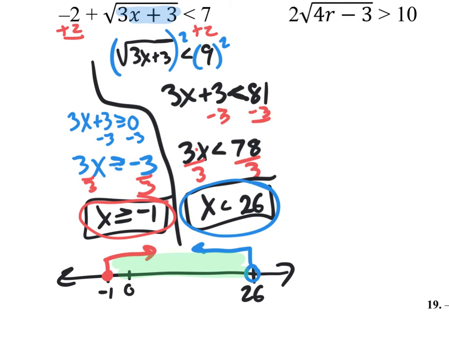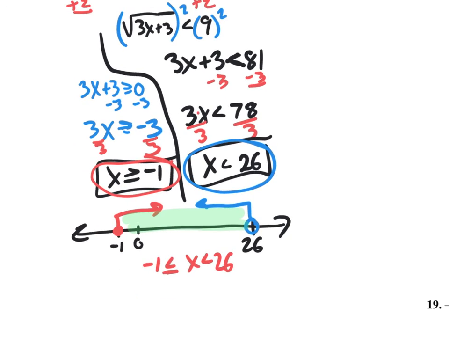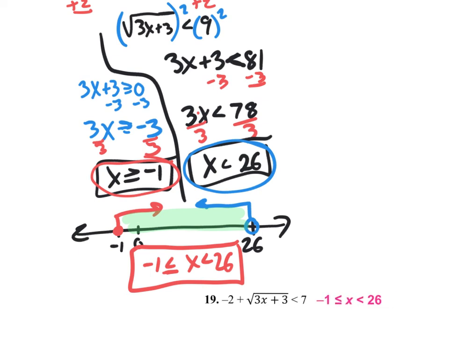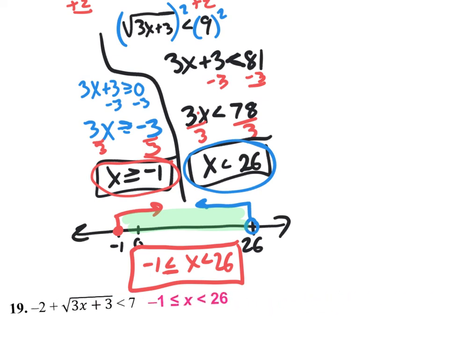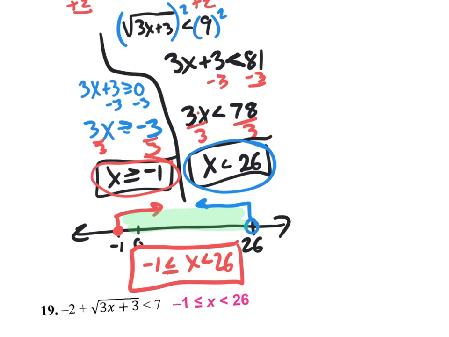So I already know that my answer will be -1 is less than x is less than 26, a compound inequality. But don't forget that the first one was a solid dot, so that should be a solid line underneath that inequality, and here is my answer: -1 is less than or equal to x, x is less than 26. That was question number 19 from WSPM, and there's my answer just to verify.